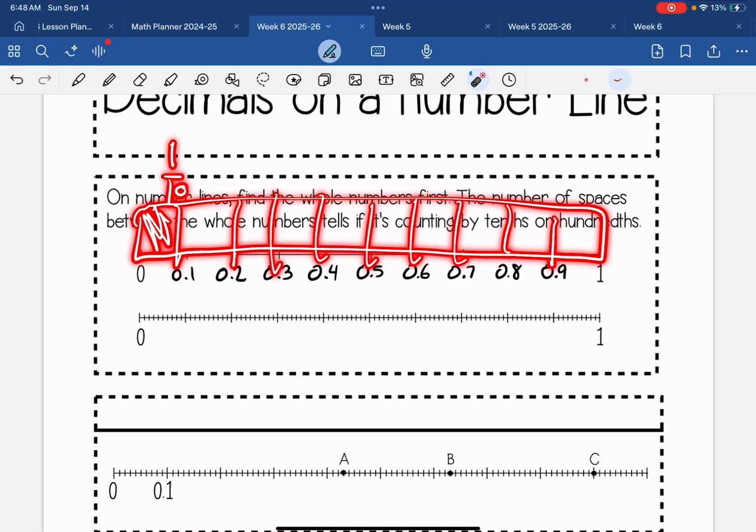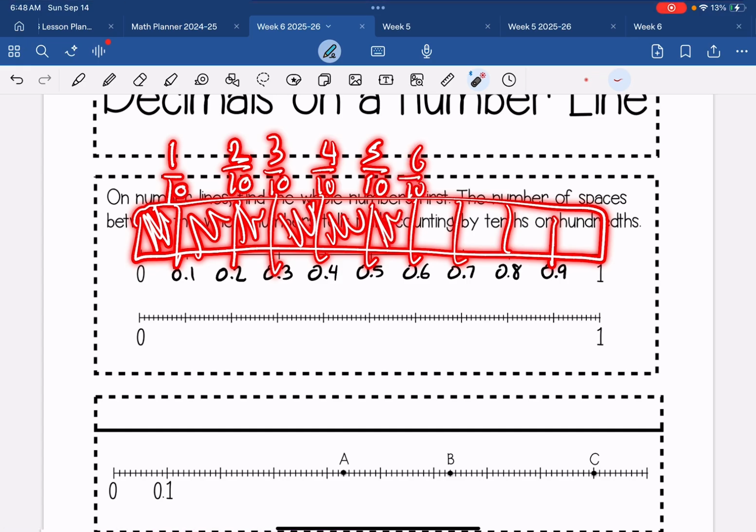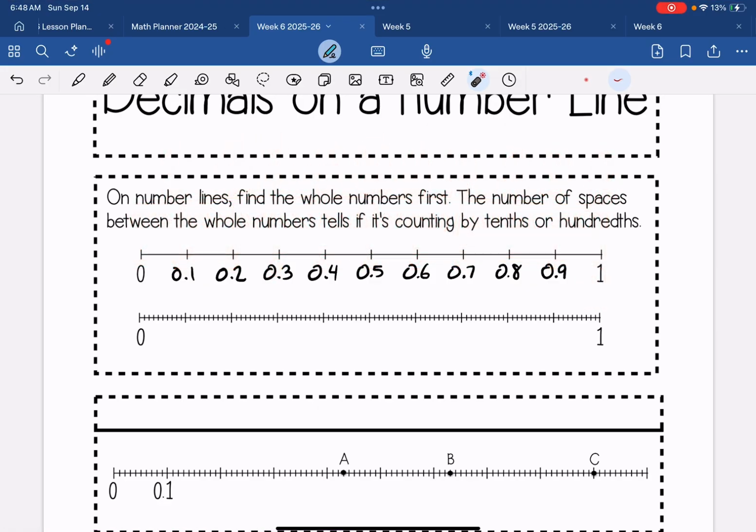This is 1/10. Then you got 2/10, 3/10, 4/10, 5/10, 6/10, 7/10, 8/10. You got 9/10, and then you have your 10/10, which is the same thing as one whole. So that's what it looks like.